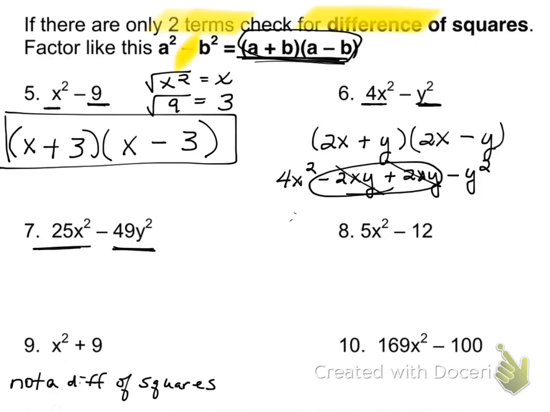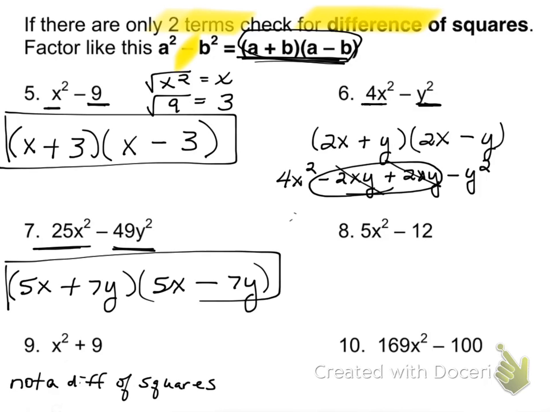Okay. Looking at number 7, the square root of 25x squared is 5x. The square root of 49y is 7y. And we have a plus and a minus. And so that would be your answer.